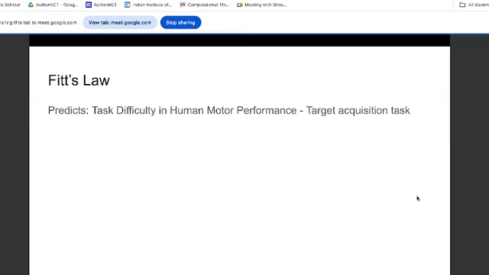Now we will go to Fitts law. What does Fitts law predict? It is another predictive model. It predicts the task difficulty in human motor performance, that is, a target acquisition task. It has to do with finding an object, moving to it, and acquiring it. So a target acquisition task is what we are going to evaluate the task difficulty of with Fitts law.